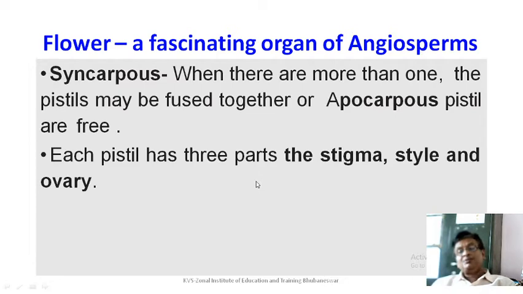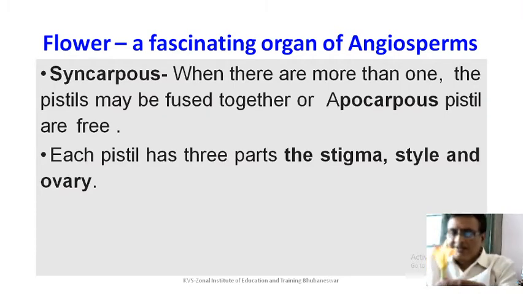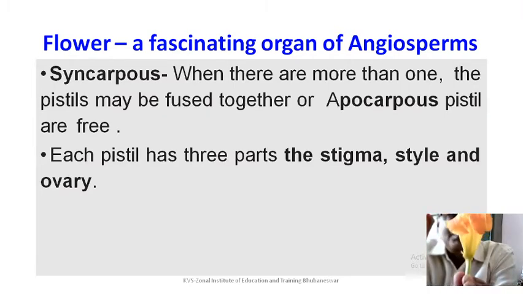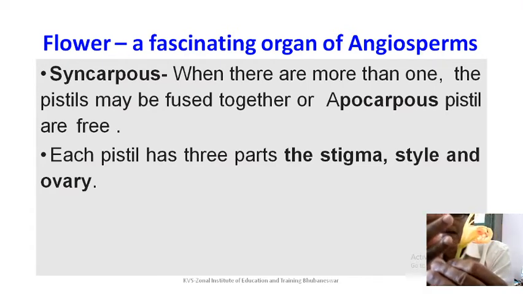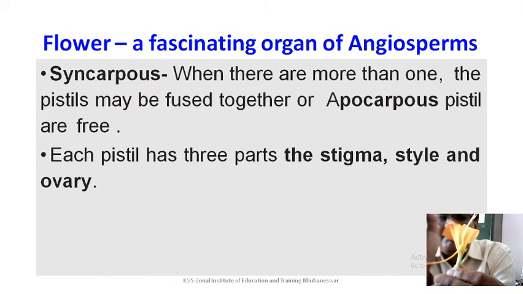And you know that each pistil has 3 different parts: the stigma, the style, and the ovary. This is yet another flower. It's a beautiful flower. You can see that this part is the stigma, this is the style, and then at the base there is the ovary. This happens to be the androecium, if you can recall, and these are the petals.